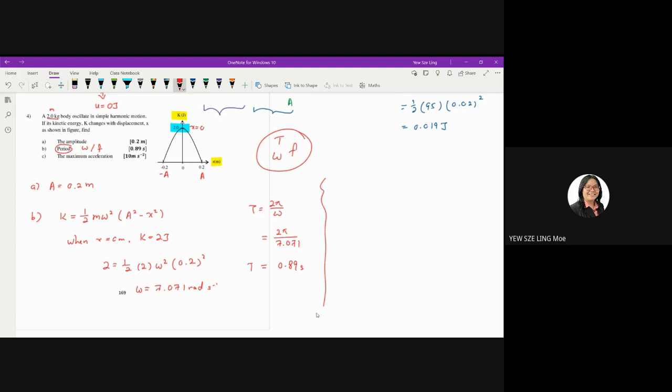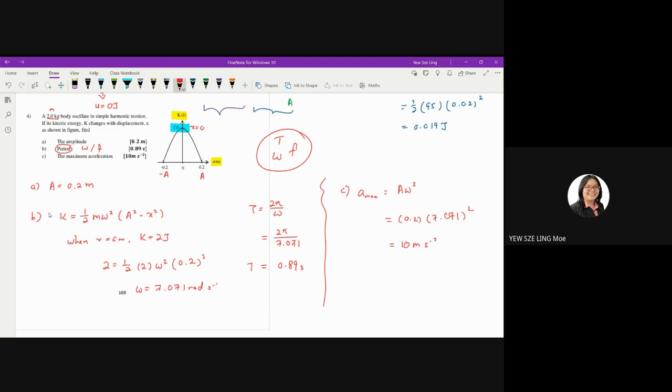Okay, so now question C. Question C is asking for maximum acceleration. So straight away, you just apply the equations. A max equals A omega squared. So A we have 0.2, and then omega we have 7.071 squared. So A max is then equal to 10 m/s². So that is how we solve it.